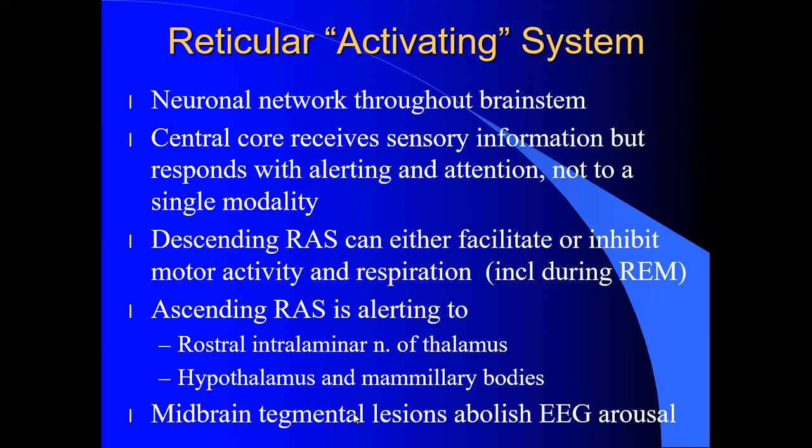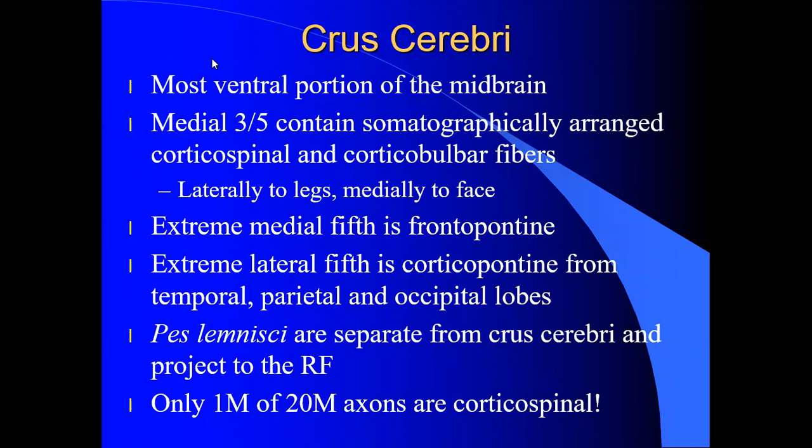And if you knock out the midbrain tegmentum, we all know this from the ICU. If you knock this out, there's no arousal of the patient. There's no arousal of the EEG. So that's for certain. And then we're going to finish with just a couple slides here on the crus cerebri. The crus cerebri is where all those descending fibers are coming out of the cerebral hemisphere. We've talked about this, but I just want to add one or two quick things in terms of somatotopic organization of the crus cerebri. Obviously, they're the most ventral portion.